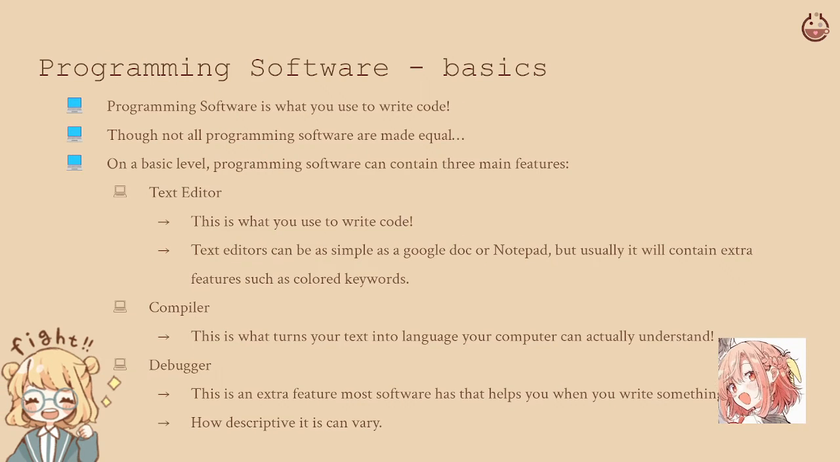On a basic level, all programming software has three main features. This is debatable, but let's say three main features. They have a text editor, which is what you use to write code. Whenever you see someone typing code, that's the text editor part. Text editors can be as simple as Google Docs or Notepad, but usually programming software will make it easier for you to write by coloring the keywords or letting you hover over things and see other references. For example, with variables, if you highlight one, you can see other instances where the variable is referenced, which is really helpful when writing code. Text editors try to make it easier for you to write code by doing these types of things.